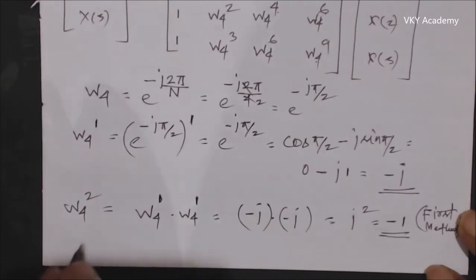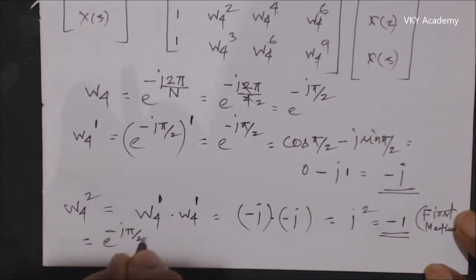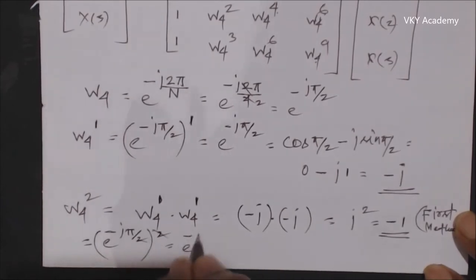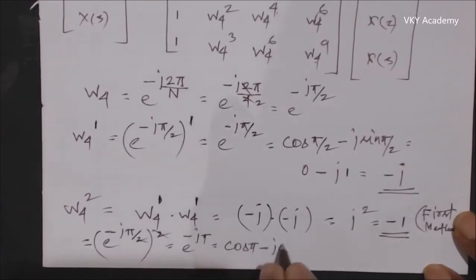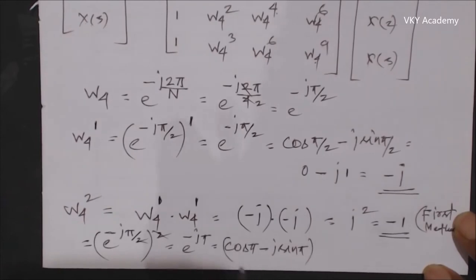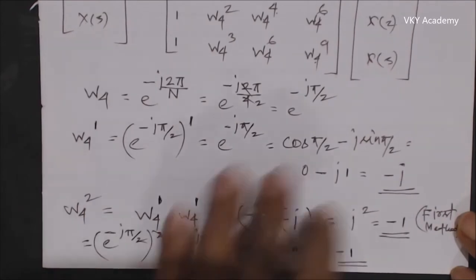Otherwise we can go for the conventional method. W4 to the power 2 is equal to e to the power minus j pi by 2 whole square, which is e to the power minus j pi, which is equal to cos pi minus j sin pi. Cos pi is minus 1 and j sin pi is 0, so my result is minus 1. So in either of two ways we can calculate the value of W4 to the power 2.